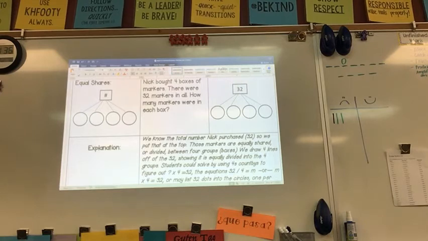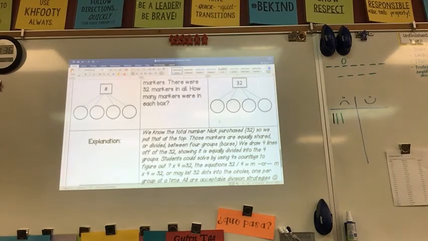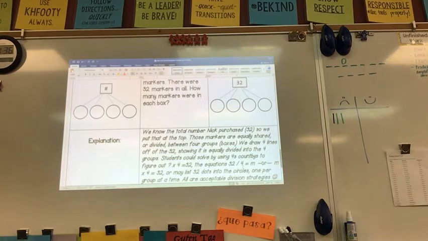Some of you are really going to like this. As long as you have this part that you show me you understand with equal shares, if you've got your division facts memorized and you know that 32 divided by 4 is 8, you don't have to plug in the picture. You would just need to write your equation. How's that sound? Nice. Maybe we want to start memorizing our facts, right?